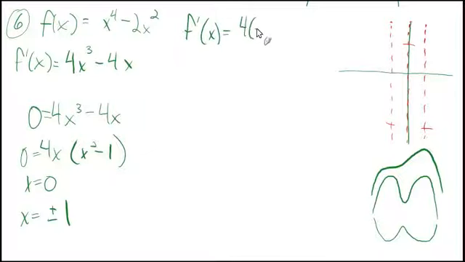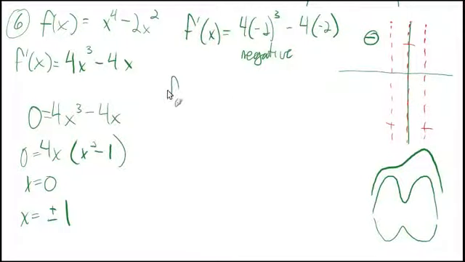So 4 times negative 2 to the third minus 4 times negative 2. So this is negative 2 to the third. That's negative 8 times 4 is negative 32. Negative 32 plus 8 is, well, it's negative. It doesn't really matter what it is. It's negative. That's what we're worried about. So let's note negative right there.